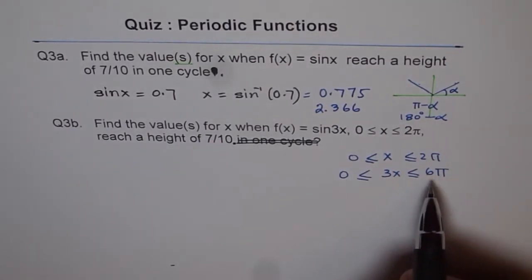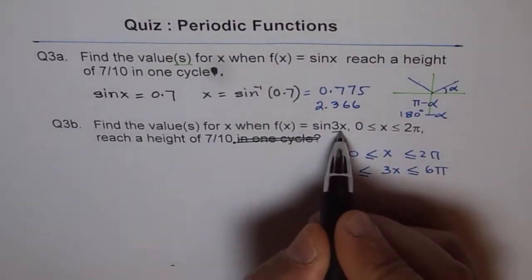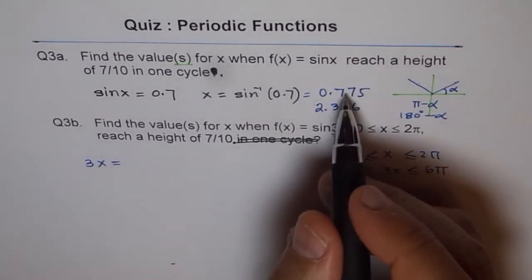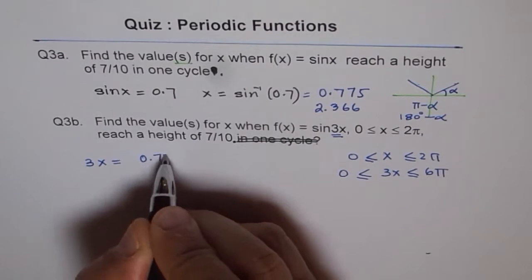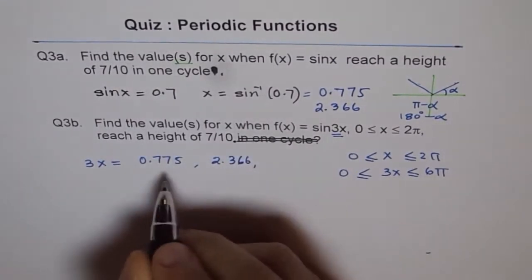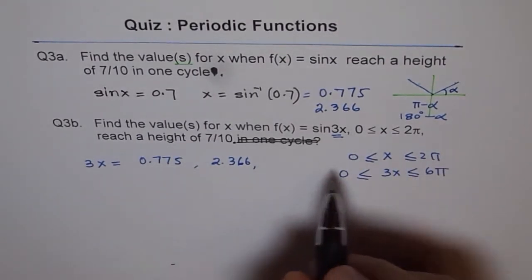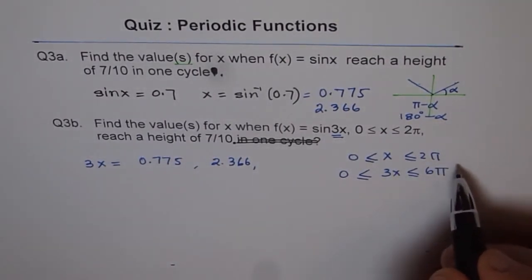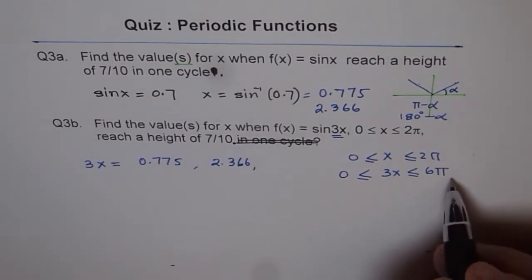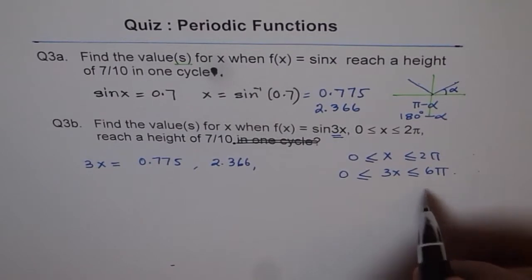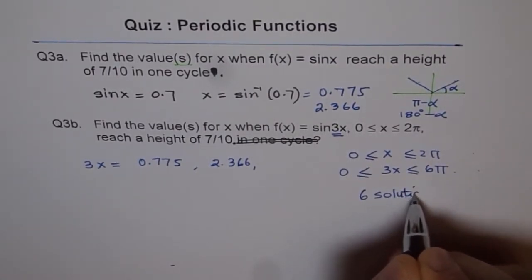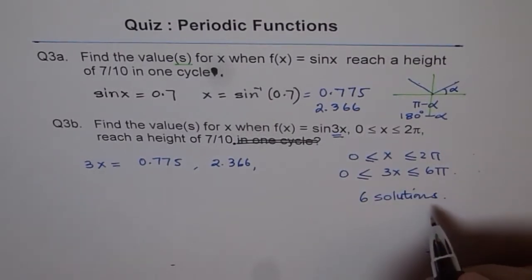Now in 0 to 6 pi, for 3x, we'll have 3x equal to both of these, of course, which are 0.775 and 2.366. But in addition, we have to get 4 more, right? 2 for 2 pi to 4 pi and 2 more from 4 pi to 6 pi. So we actually have 6 solutions here. So that is what you have to learn from this example, right?